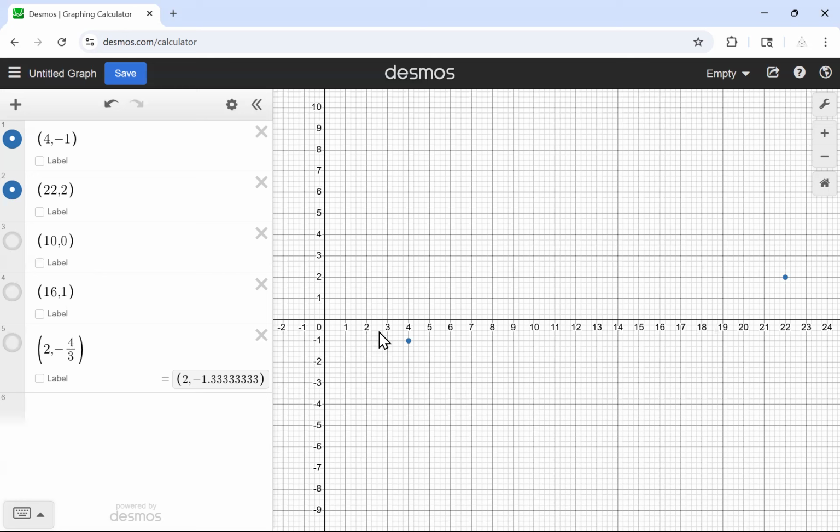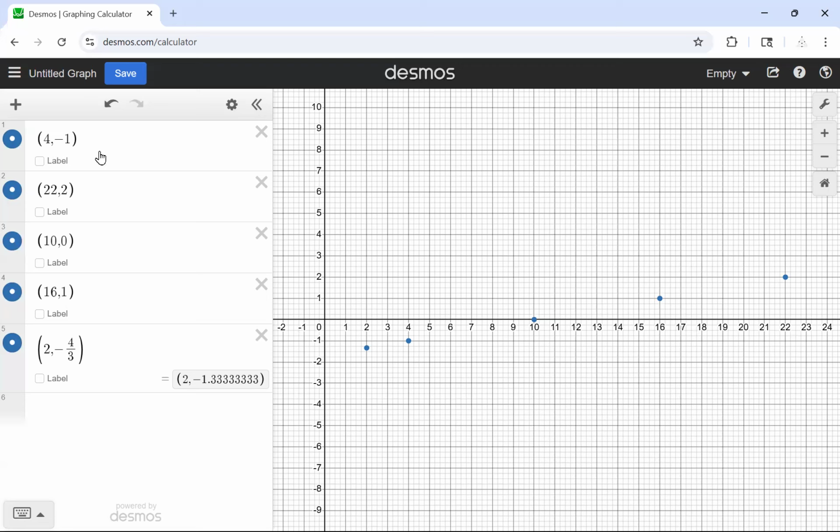(10, 0), it'd be 10 to the right, and then 0 up and down means it's on the x-axis. So I get that point. (16, 1) is this point right here. Turn that on. And then (2, -4/3) is somewhere about right here. And we get this pattern of dots. This pattern of dots, as you can see, looks like a straight line. In fact, it is a straight line.